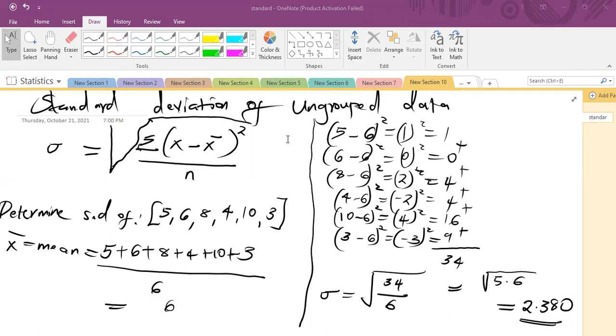The formula says you take the summation of x minus x bar squared, and then you divide by n. So the summation of x minus x bar squared, if you subtract this and square each term and then add it all up, you get 34. So 34 divided by n, our n is the number of data points, which is 1, 2, 3, 4, 5, 6. Divide by 6 and then get the square root. So this gives you 2.380 as the standard deviation. I hope you guys can hear me now.